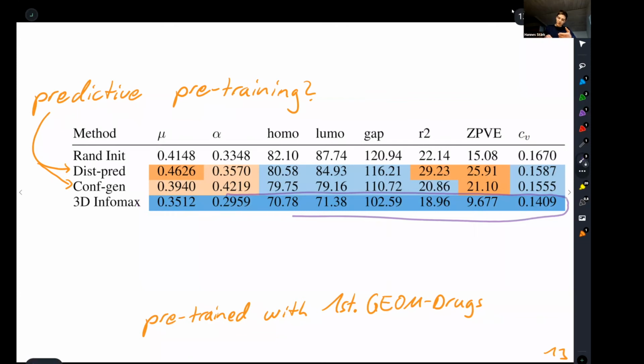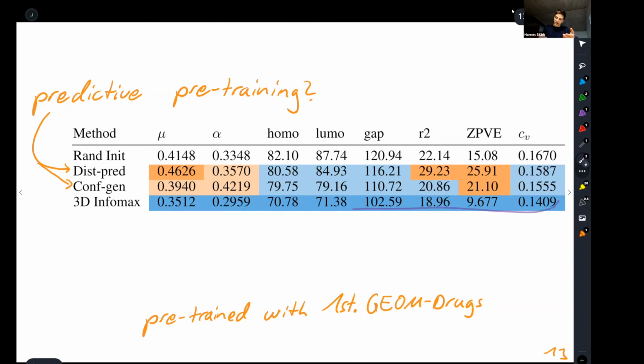And here is what we discussed previously, right? If we have a model that generates a distribution of conformers and use that for pre-training, then we transfer the weights of the GNN and use it to predict the properties of QM9, then these are the mean average errors that we achieve. And similarly, if we just predict distances as a pre-training method, this does not work as well as the 3D Infomax method either.